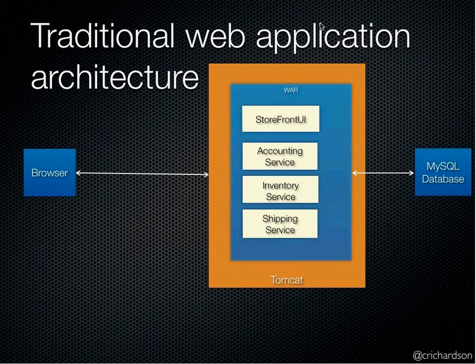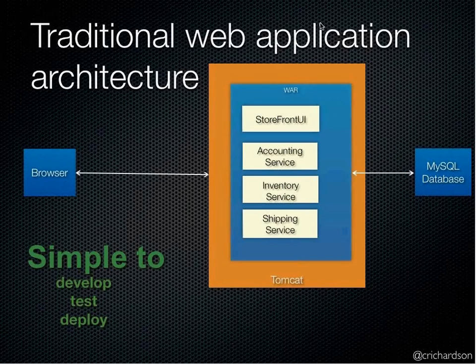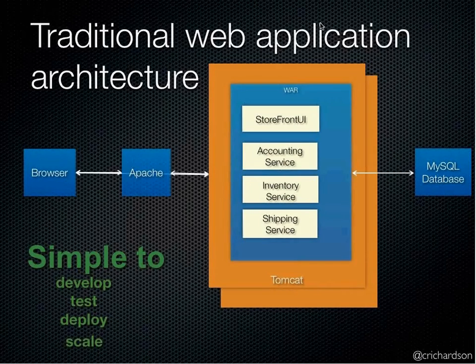Now, on the one hand, having an architecture like this is good. It's simple to develop, test, and deploy. So, for example, when it's time to update production with a new version of the system, you just copy in that new WAR file and restart Tomcat, and you're good to go. And it's also pretty straightforward to scale. We can just run multiple copies of the application behind the load balancer. In this case, I'm using Apache, but you could use a hardware load balancer like F5, for example. And you've got this nice scalable application.